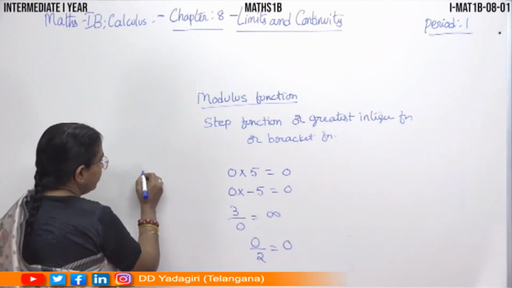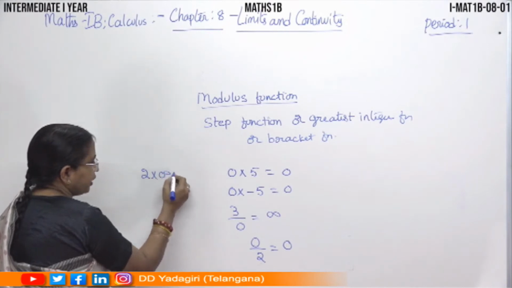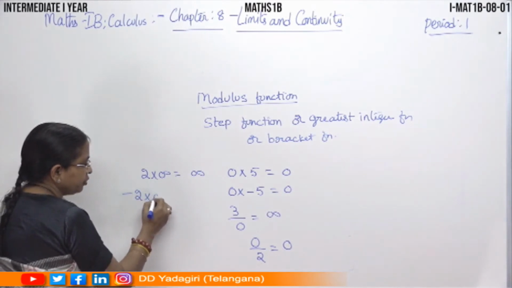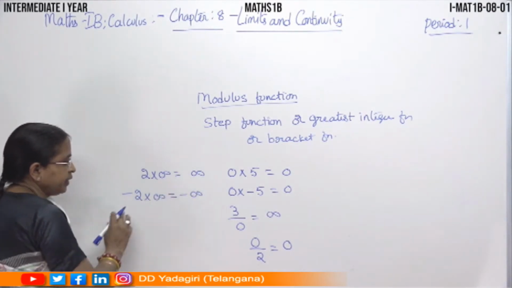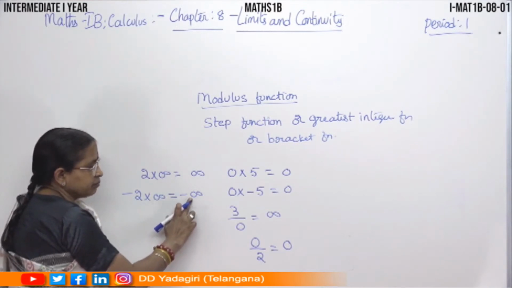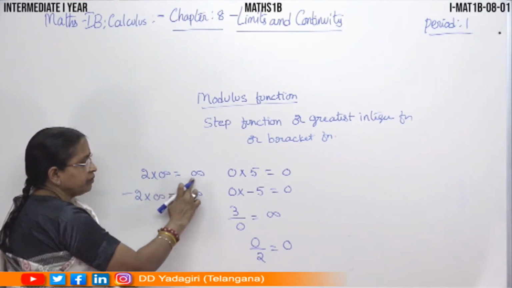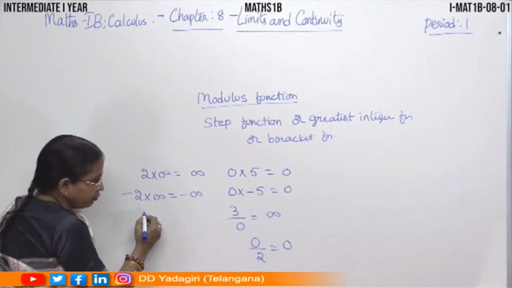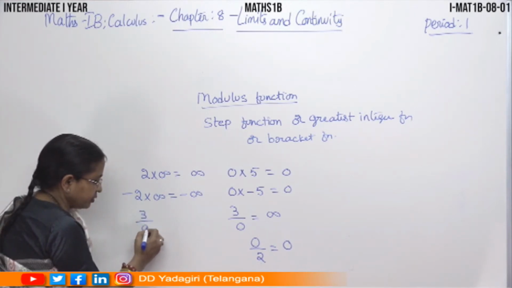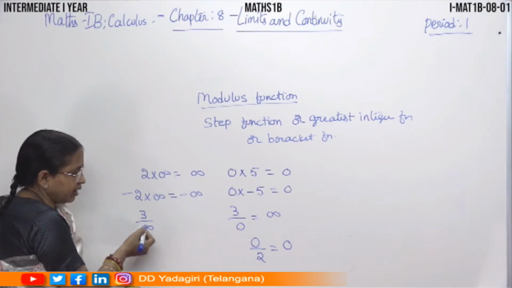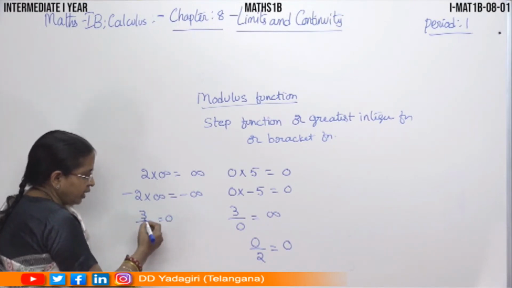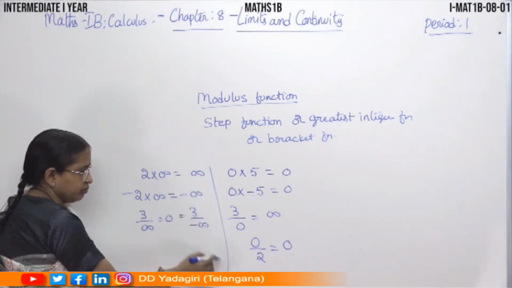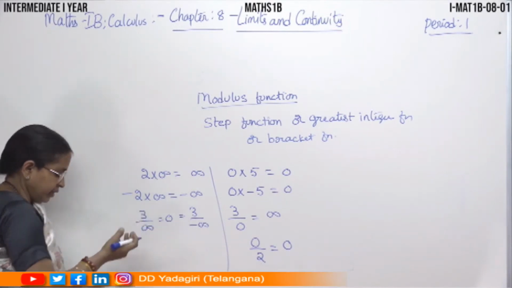Next, suppose I have 2 into infinity. Any positive number into infinity is infinity. Suppose I write minus 2 into infinity. This is minus infinity. A negative number into infinity is minus infinity. So these are some clarifications which you should understand. Now suppose I have 3 by infinity. It is a finite number by a very large number, which is equal to 0. Again, suppose I have 3 by minus infinity. That is also equal to 0. When you divide a finite number by infinity, it is 0.